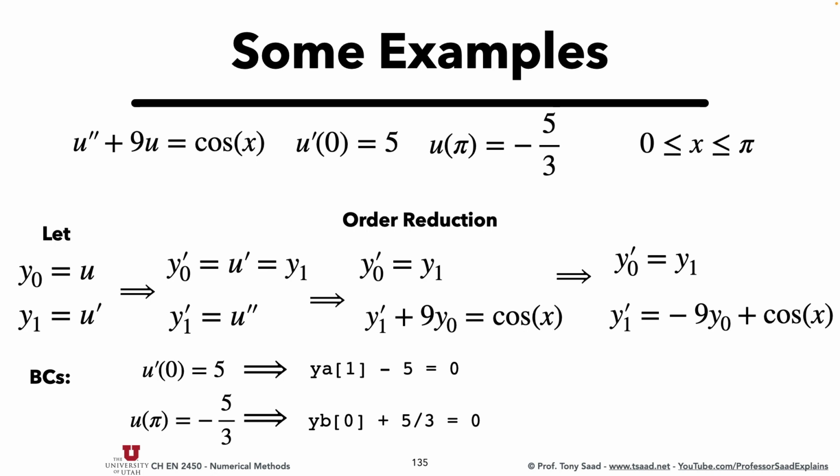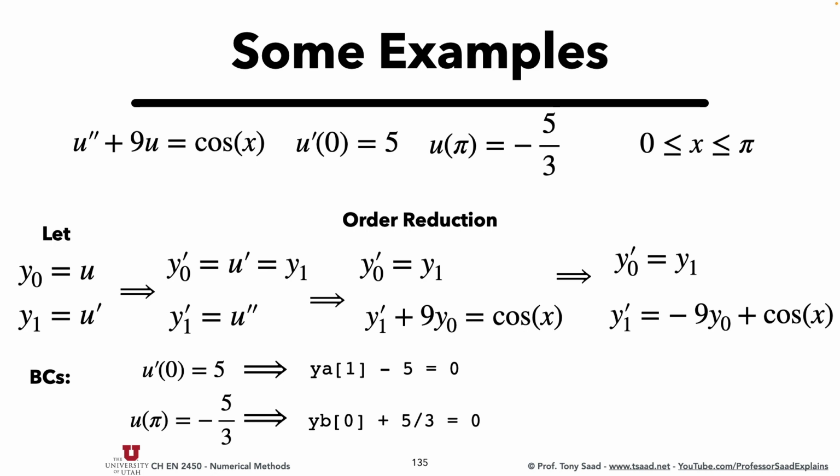Our ODE is given by u double prime plus 9u equal cosine x. So you could tell this is a second order ODE. Is it a boundary value problem or initial value problem? Well, I could tell I have two conditions. I need 2 conditions because this is a second order ODE. But those conditions are specified at 0 and at pi. So that tells me this is a boundary value problem.